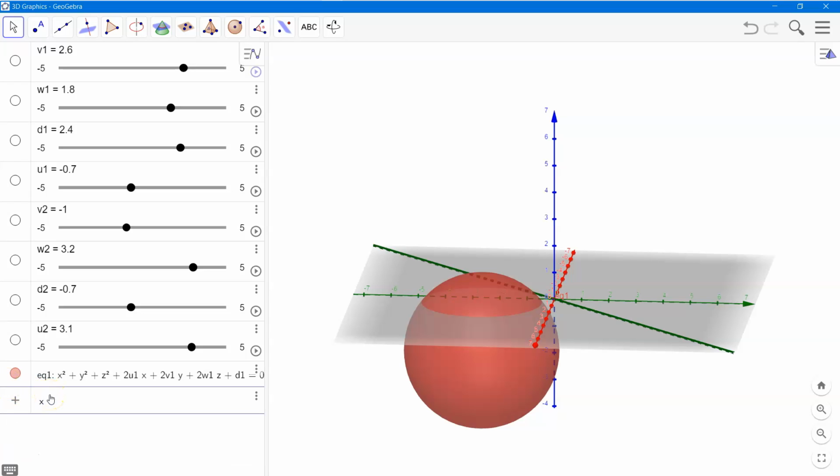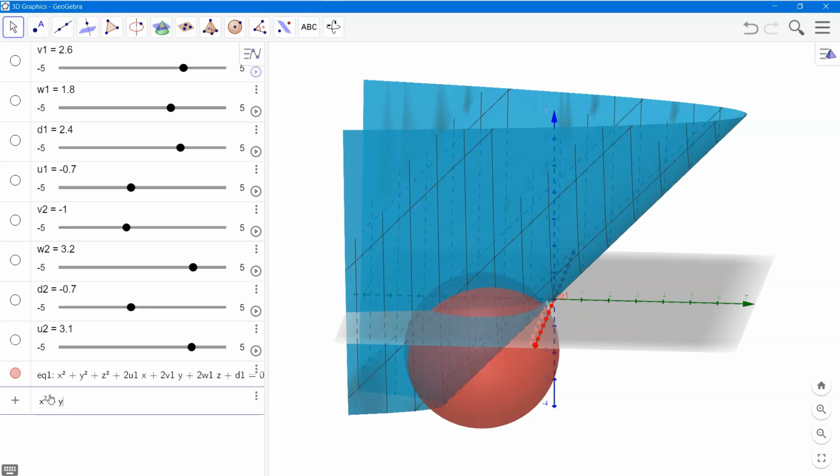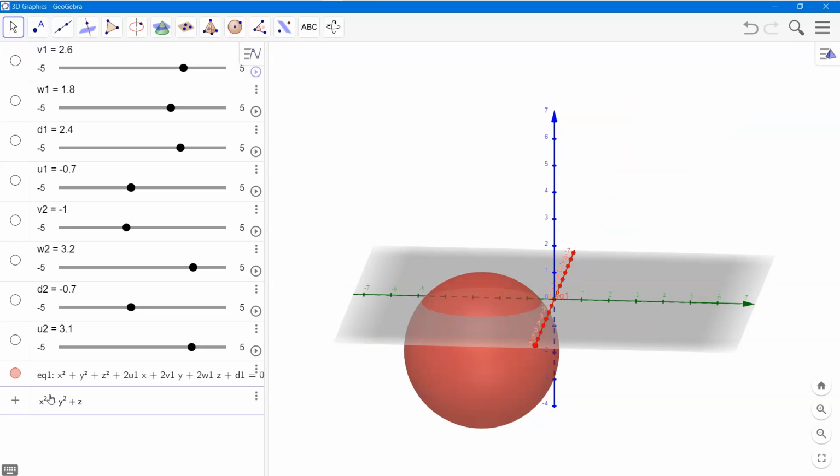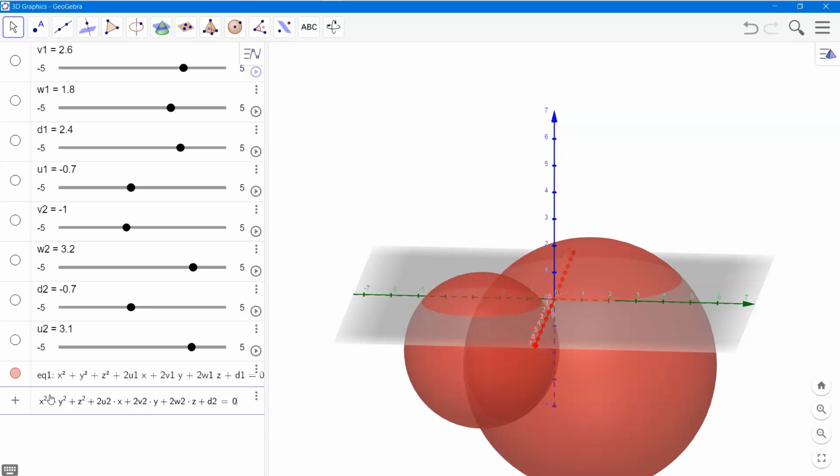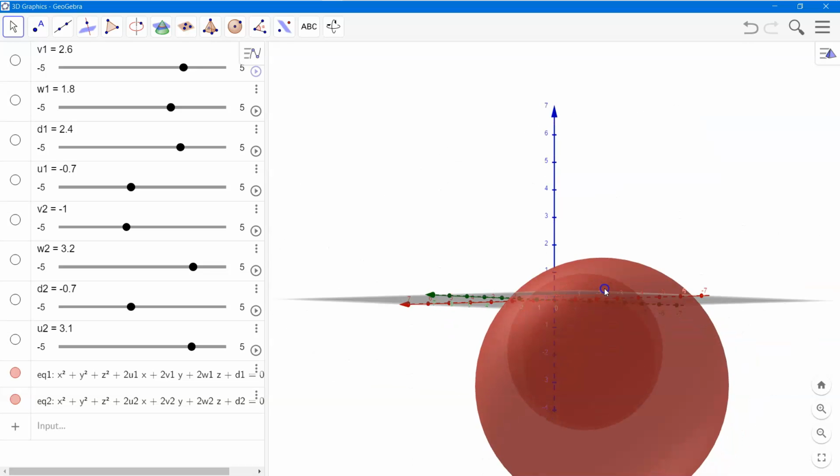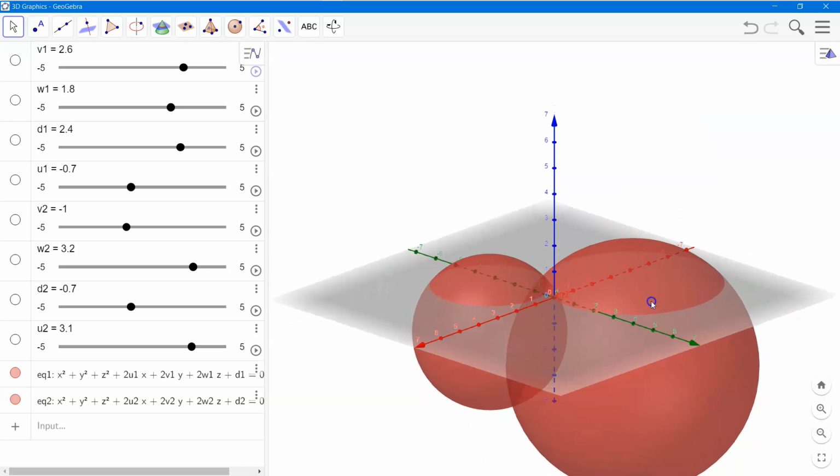Okay, now the second circle is x square plus y square plus z square plus 2u2 times x plus 2v2 times y plus 2w2 times z plus d2 is equal to 0. Yes, so we have got two spheres, not circles, spheres, and they are actually intersecting each other, right?